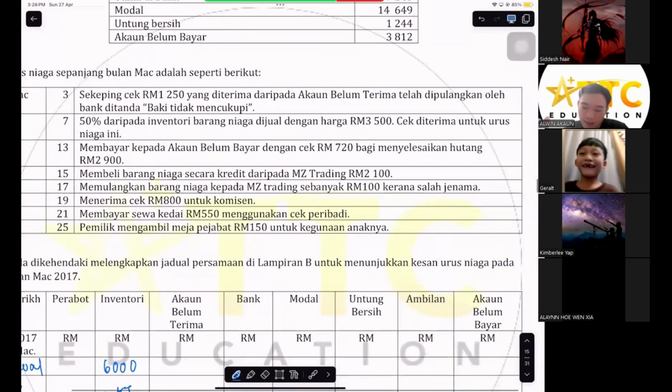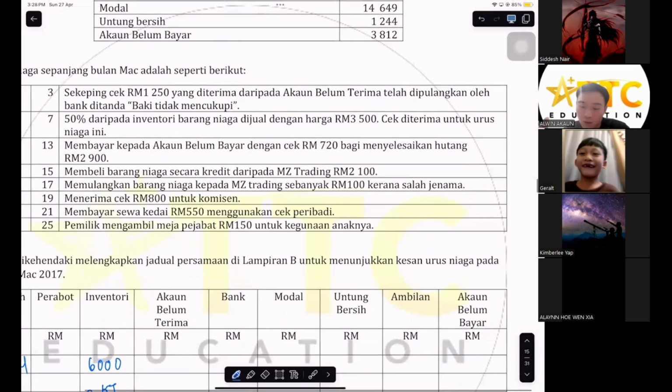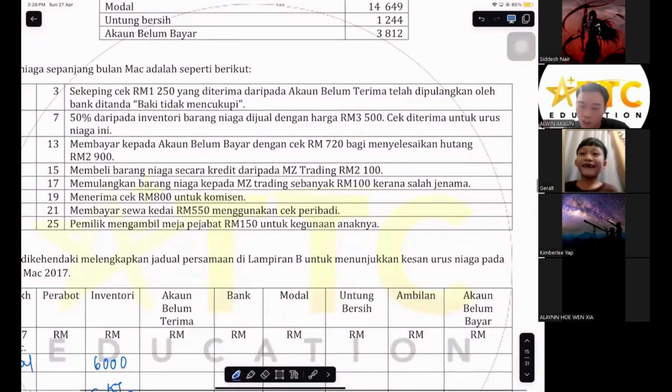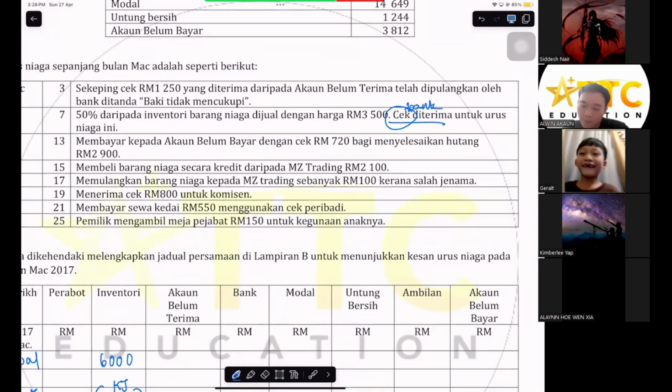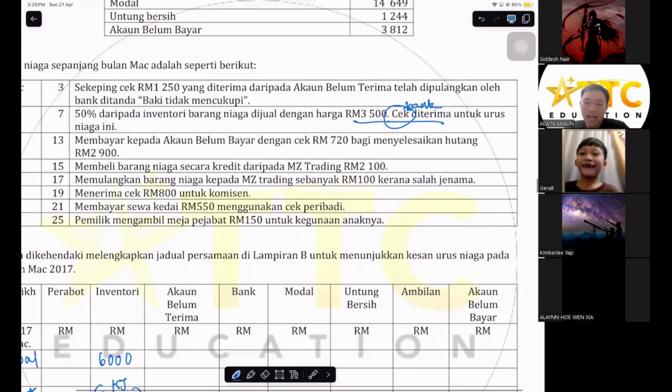Anyhow, let's see. Dijual dengan harga 3,500. Cek diterima untuk urus niaga ini. You get check, very fast you get check. So meaning bank. So you sell at a higher price. Definitely, if you do business, you need to sell at a higher price. You buy at a lower price and you sell at a higher price. That is actually business. If you sell at the same price or lower price, that is like wasting time of business. People call it doing monkey business.